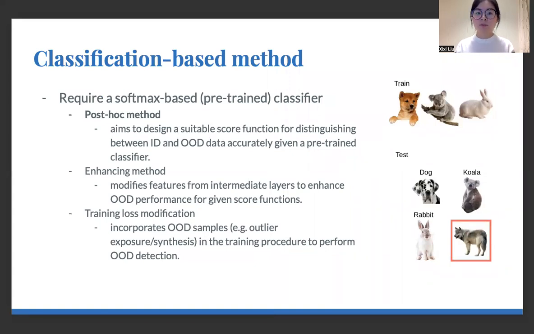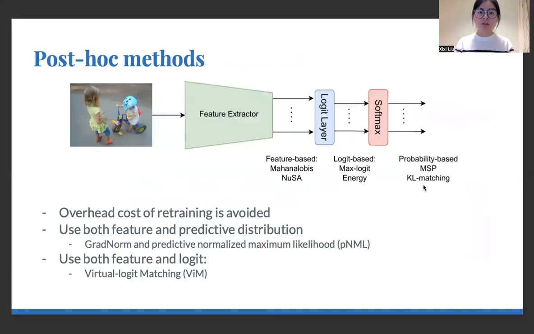It requires a softmax or a pre-trained softmax classifier. Post-hoc method aims to design a suitable score function to distinguish in-distribution samples and out-of-distribution samples. Another method is the enhancing method. It modifies features from intermediate layers to enhance OD performance for a given score function. The third method is training loss modification. It usually incorporates OD samples in the training procedure to perform OD detection. In this work, in particular, we focus on post-hoc methods.